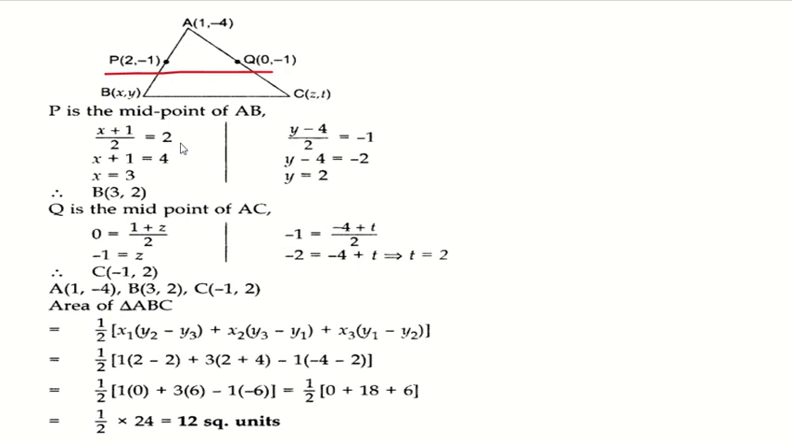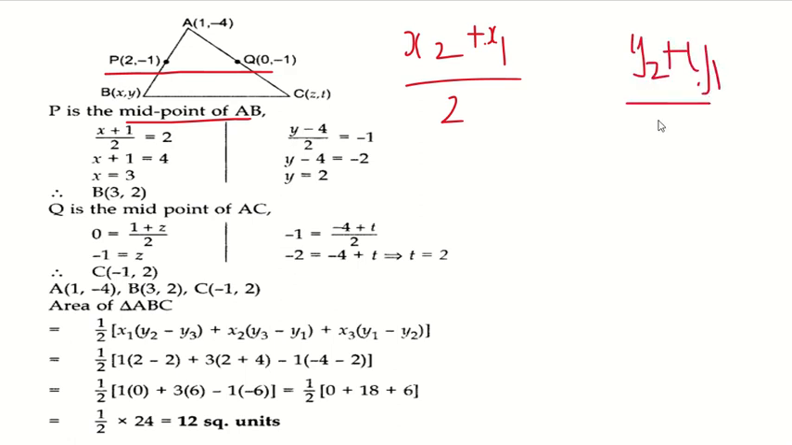So, to find it out, what we are going to use is the midpoint of AP. What is a midpoint? x2 plus x1 by 2. In the same way, what for the y coordinate? y2 plus y1 by 2. This is for the y coordinate and this is for the x coordinate.